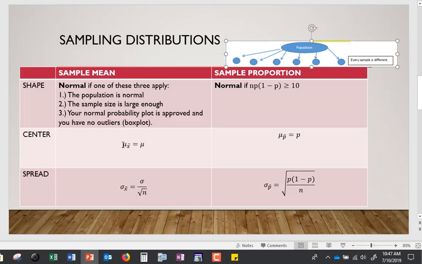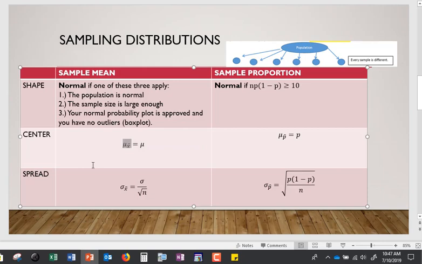The mean of your sampling distribution of the sample mean, this is our symbol that we use, is equal to our population mean. And the spread, the standard deviation of the sampling distribution of the sample mean, is equal to the standard deviation of the population divided by the square root of the sample size. We also call this value our standard error.